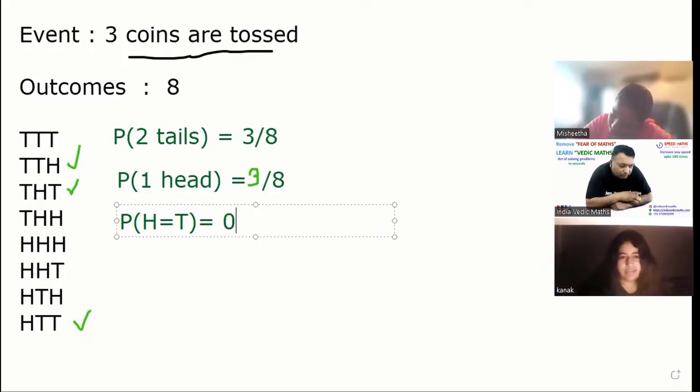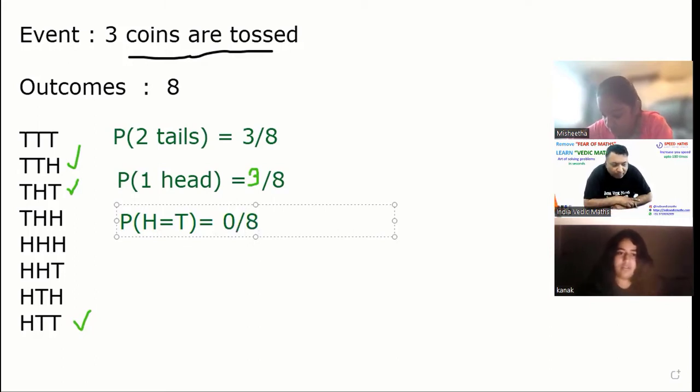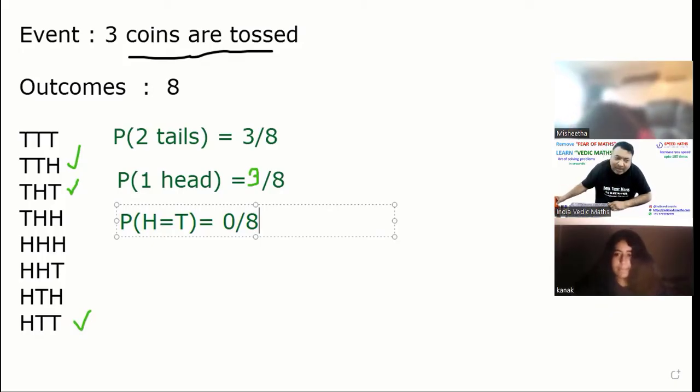It's 0 out of 8 because the number is odd. Because the number of coins is odd, you are right. So either heads will be more or tails will be more. They cannot be equal. See in all the outcomes, either heads are more or tails are more, right? So they cannot be equal. Everybody agree? That is why 0 by 8 is correct.